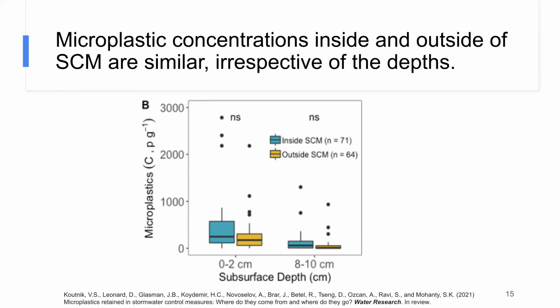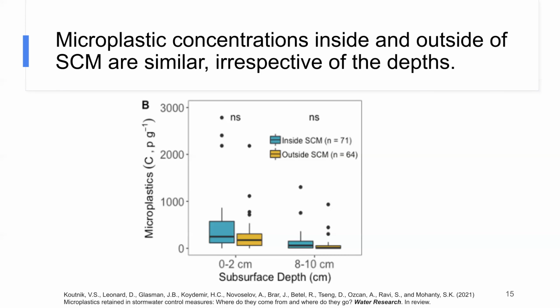What it means is that if stormwater is the main source of the microplastic accumulating in the stormwater treatment system, you expect that the treatment system should have much more microplastic than the area that doesn't receive any stormwater. So you should see a big difference. But here, what we see is no difference. So that means stormwater is not the only source of microplastic that ended up in those treatment systems. It could be air, it could be other things.